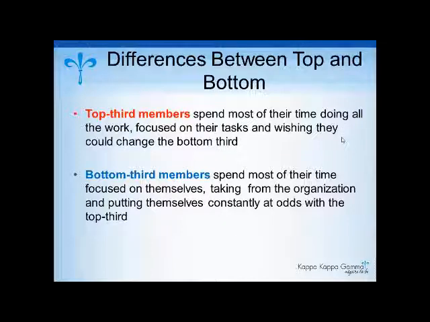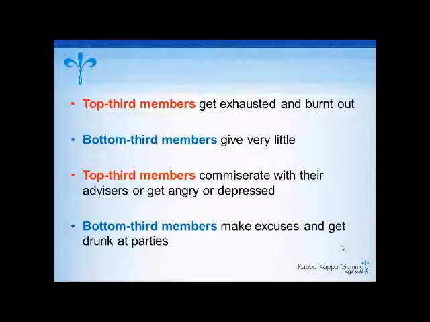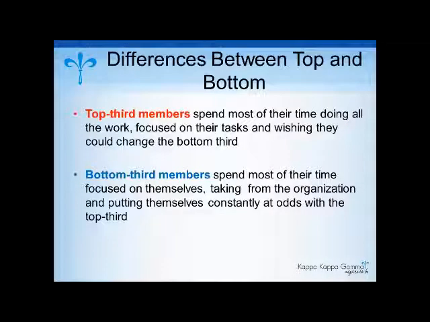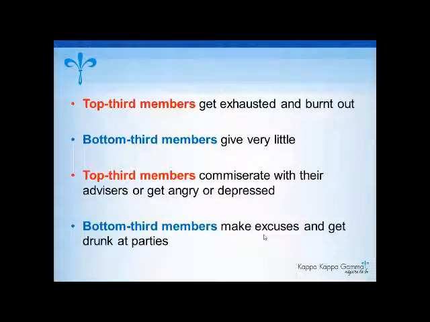The top third of your members will spend most of their time doing all of the work. They will be focused on their tasks, and they're going to spend a lot of time wishing that they could change the bottom third. And the bottom third members spend most of their time focused on themselves, taking from the organization and putting themselves constantly at odds with that top third group. The top third members often get exhausted and burnt out, while the bottom third give very little.